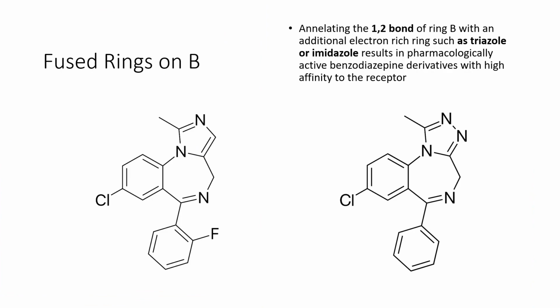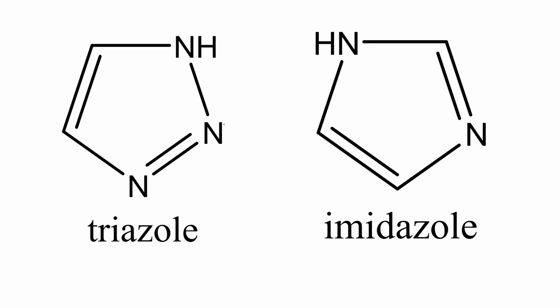Next is you can also have fused rings on B. So if you remember the numbering, it's 1, 2, 3, 4, 5. So annulating the bond between 1 and 2 with an electron-rich ring such as a triazole, this is a triazole, or an imidazole, results in pharmacologically active benzodiazepine derivatives with high affinity to the receptors. So this is actually allowed, and these actually are potent drugs. So this is a triazole and this is an imidazole.